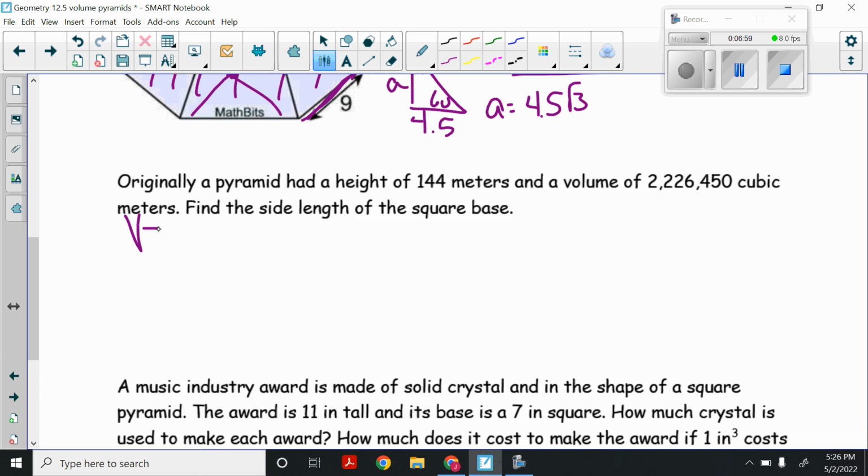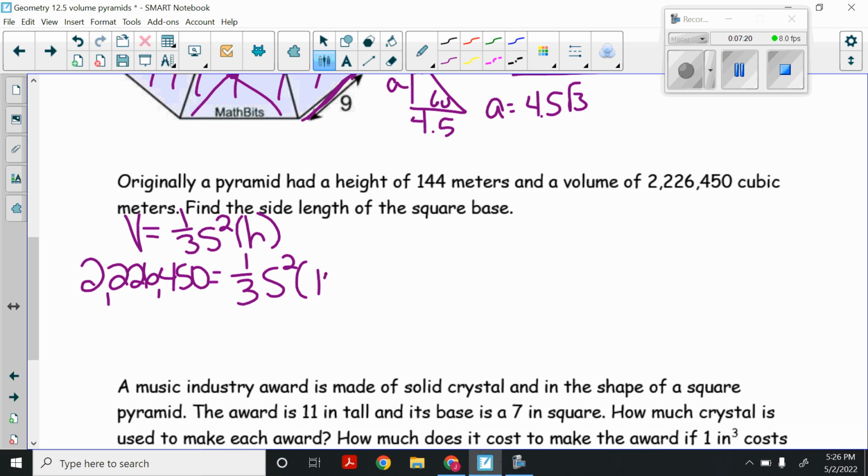So I know that my volume is equal to 1/3 the area of the base, so S squared, times the height. And I'm just going to plug everything I know into here. So the volume, 2,226,450 equals 1/3. S squared is what I'm looking for. Height, 144. So I still have the 2,226,450. Over here, I want to do 144 times 1/3, and I get 48 S squared. I'm trying to solve for S, so I'm going to divide everything by 48.